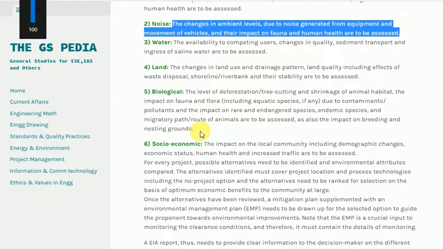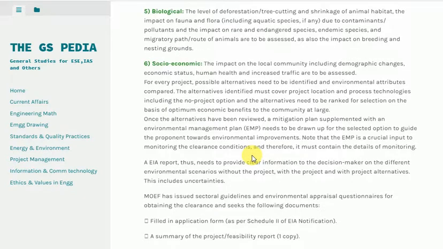Once the alternatives have been reviewed, a mitigation plan supplemented with an environmental management plan (EMP) needs to be drawn up for the selected option to guide the proponent towards environmental improvements. Note that the EMP is a crucial input to monitoring the clearance conditions, and therefore it must contain the details of monitoring. An EIA report, thus, needs to provide clear information to the decision maker on the different environmental scenarios without the project, with the project and with project alternatives. This includes uncertainties.